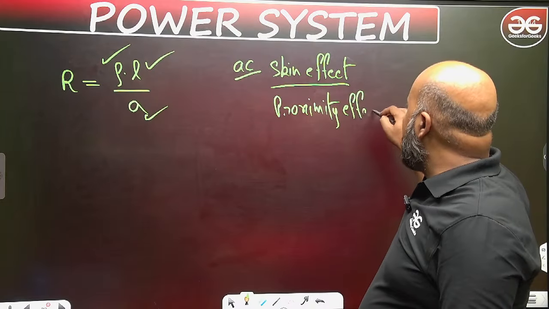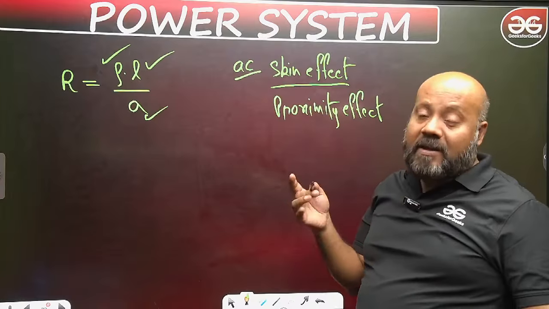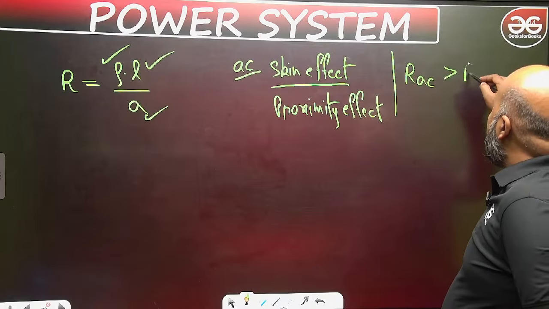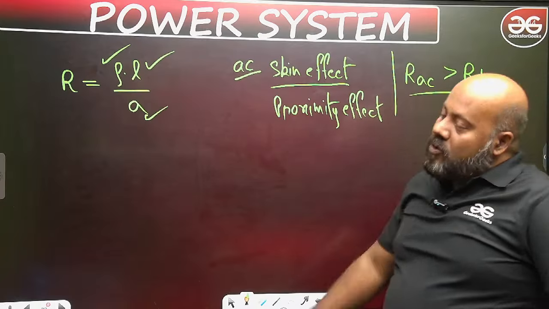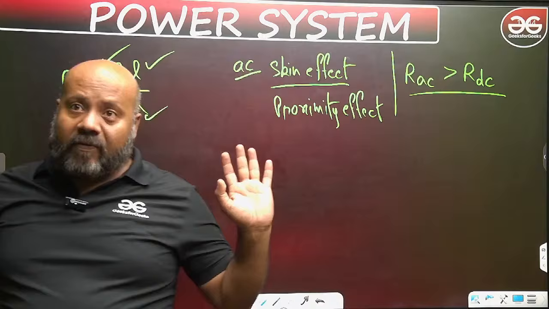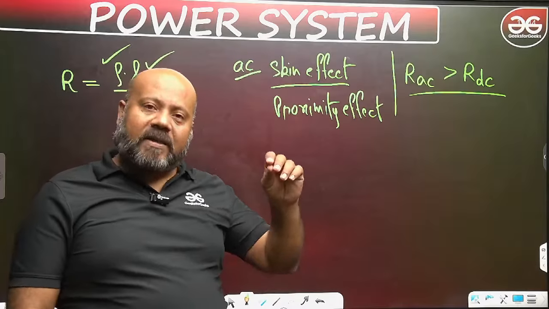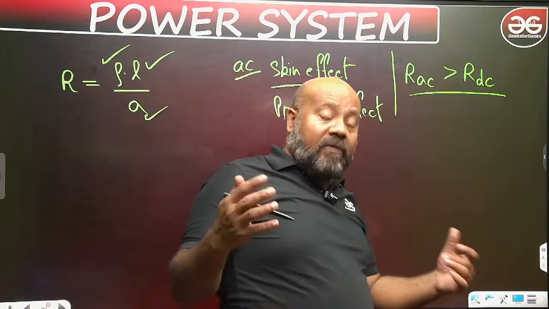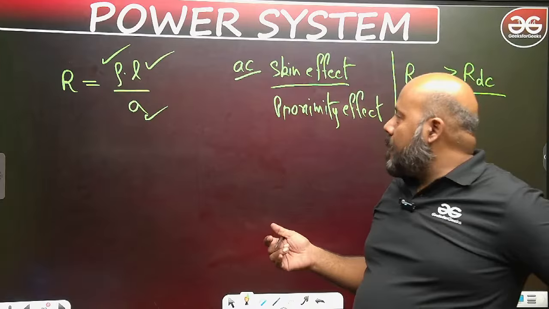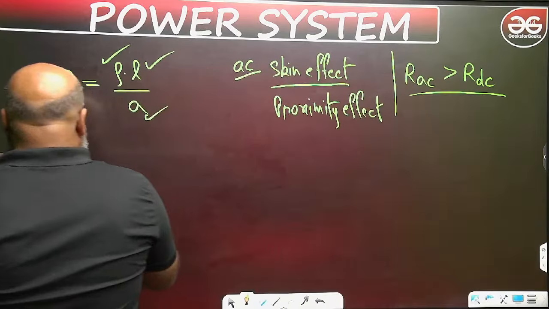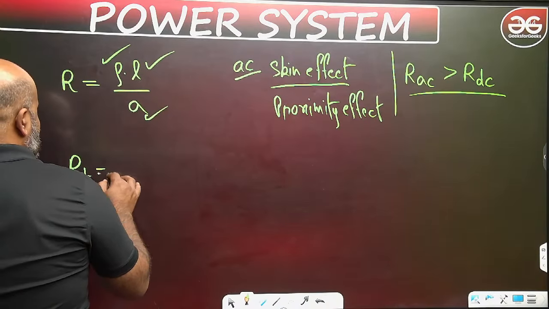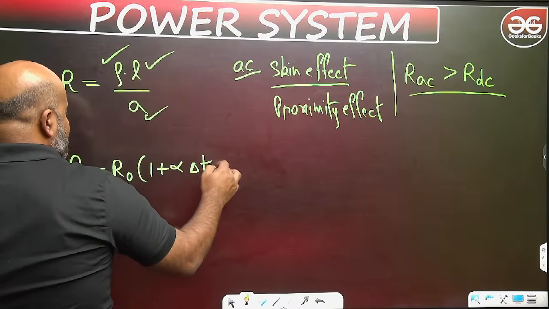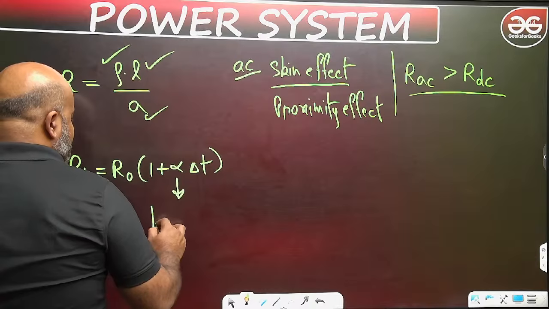And the conclusion of these two effects is the same: the AC resistance becomes more than the DC resistance. So, because of this skin effect and proximity effect, there are minor variations in the resistance. Apart from this, there may be variations in the temperature. If there is a variation in the temperature, you can write RT is equal to R naught (1 plus alpha delta T), where alpha is the temperature coefficient.